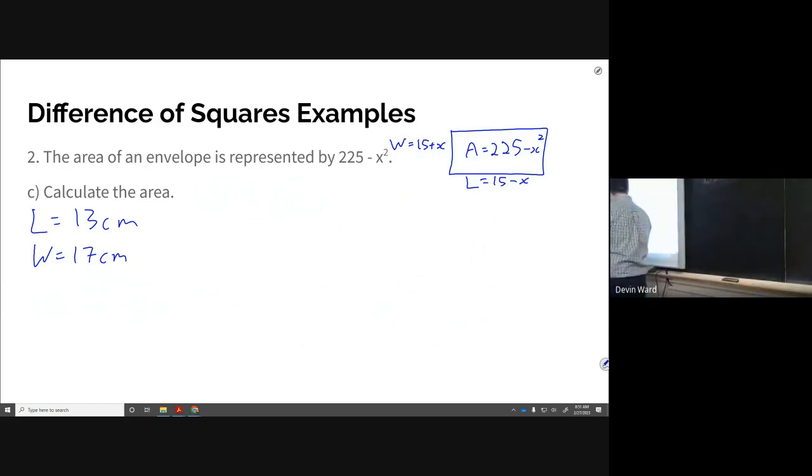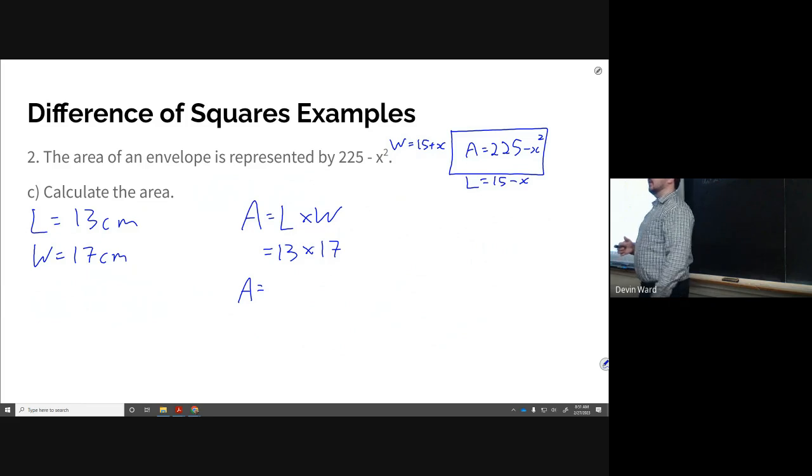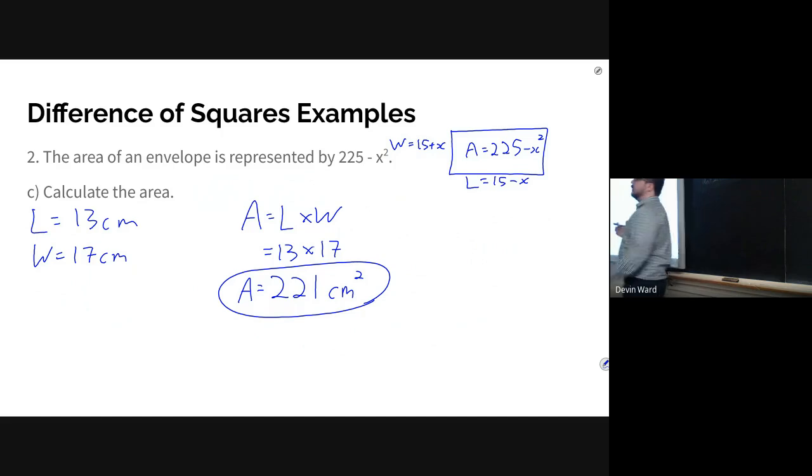Yeah. Okay, so remember, area equals length times width. Now we sub in our length and our width. So we have 13 times 17. Did anyone do that in the calculator? 221, thank you. So it'll be 221 centimeters. And remember, for area, our units are always going to be squared. So it'll be 221 centimeters squared.